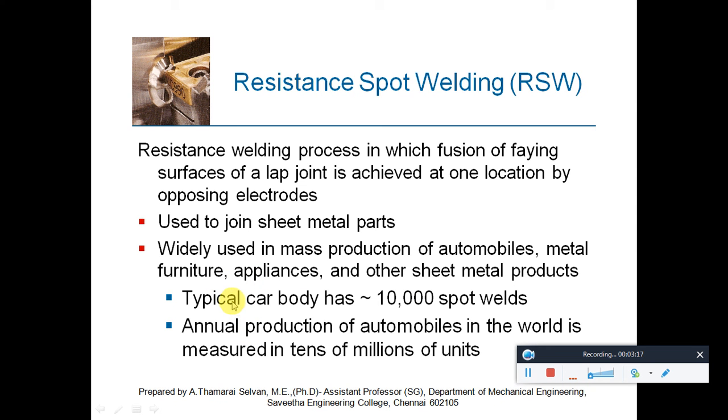And if you see a car body, it has around 10,000 spot welds, which hold the sheet or body cover with the frames. The annual production of automobiles in the world is measured in tens of millions of units. This could be achieved only because of this type of welding process.